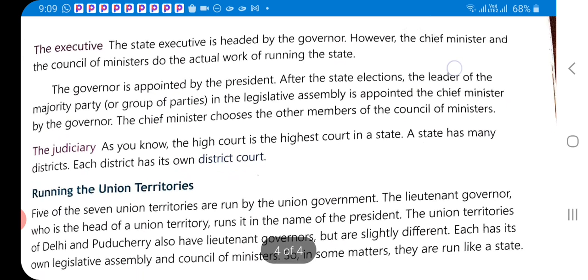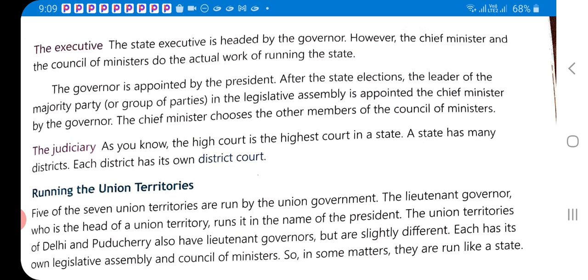Then the executive. The state executive is headed by the governor. Who is the head of the executive in the central government? The President. And in the state executive, who is the head? The governor. However, the chief minister and the council of ministers do the actual work of running the state. As in the union government, the prime minister and the council of ministers do the actual work of running the country. Same way, at the state government level, the chief minister and the council of ministers do the actual work of running the states.